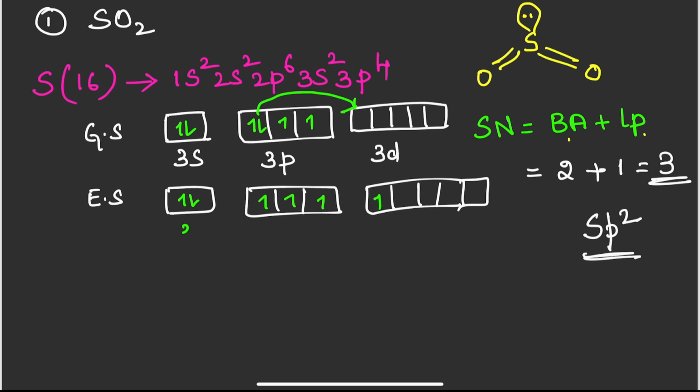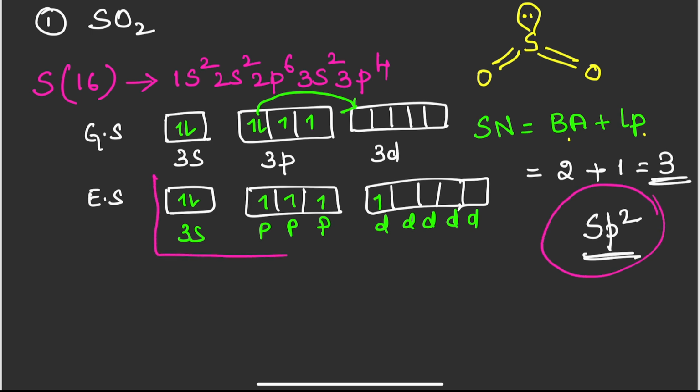This is the 3s orbital and this is the 3p orbital. This is the 3p orbital and this is the 3d orbital. I'll indicate these as p orbitals, and these are the d orbitals which are present. So students, now what is the type of hybridization? It is sp2 hybridization. So this s and 2 p orbitals will be involved in hybridization. This results in hybridization like this.